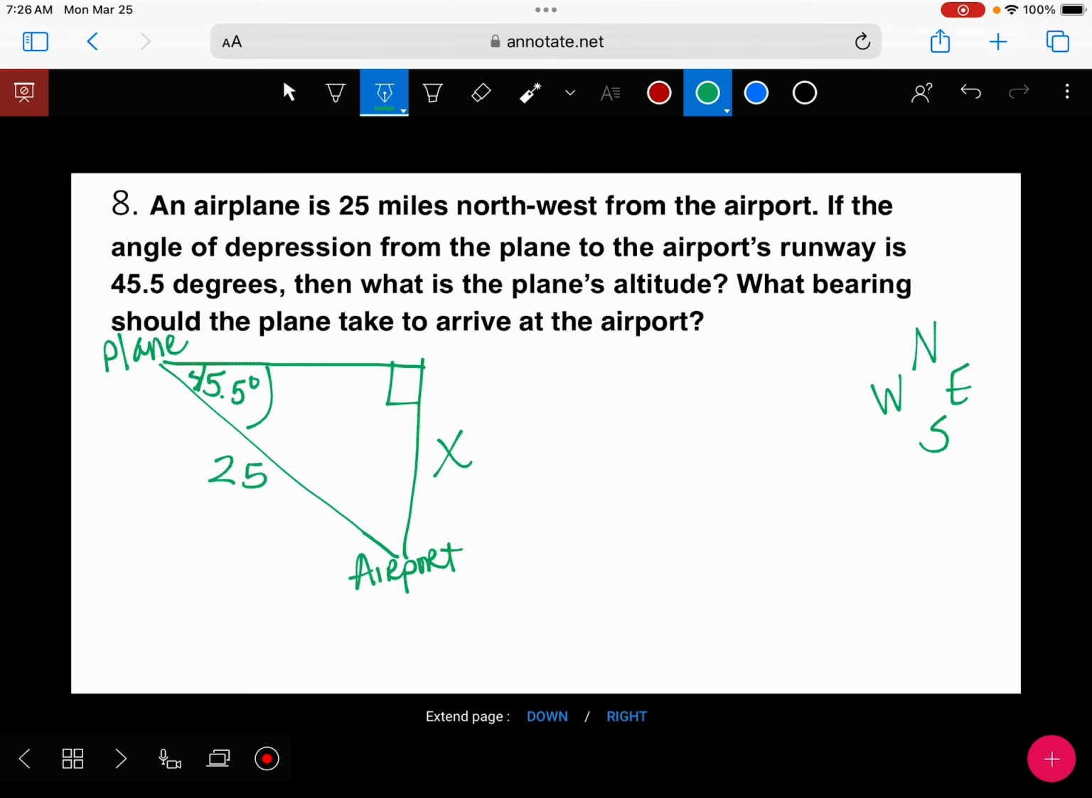Who's using sine? Anybody using cosine? Tangent? Who's not sure? Okay, I'll give you a minute to label your sides. We all agree that 25 is the hypotenuse, right? Is x opposite or adjacent to that angle? Opposite. So what ratio uses opposite and hypotenuse? Sine.